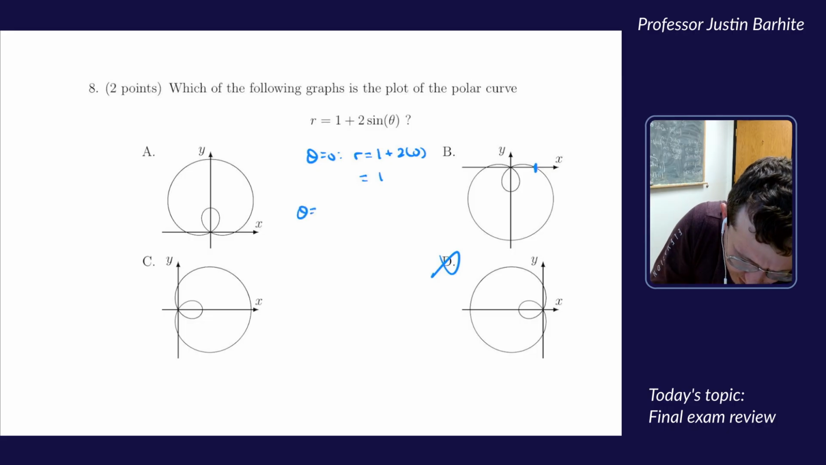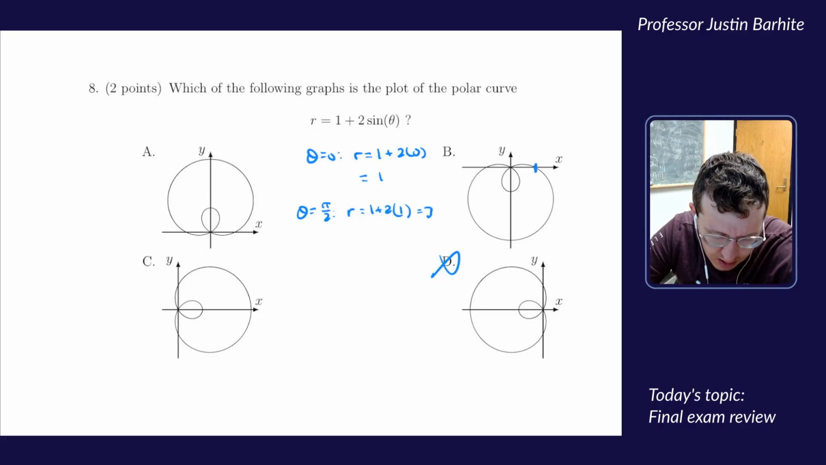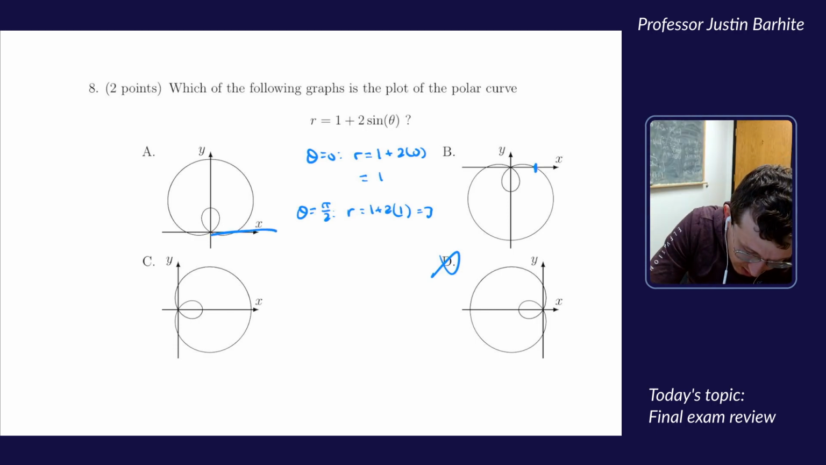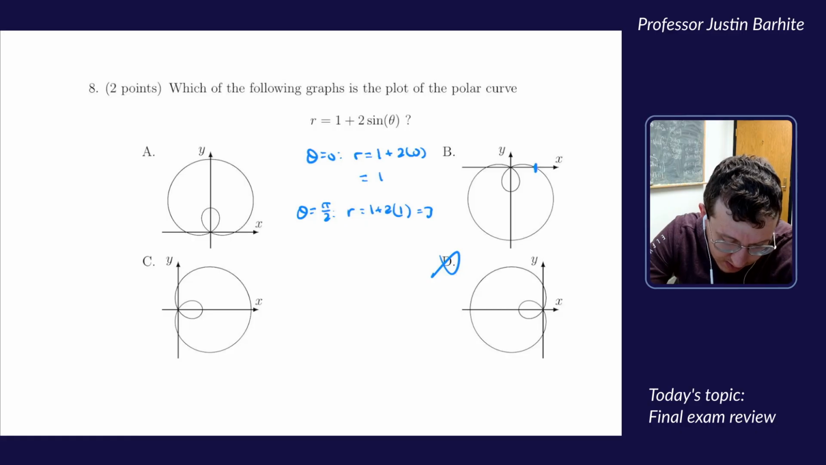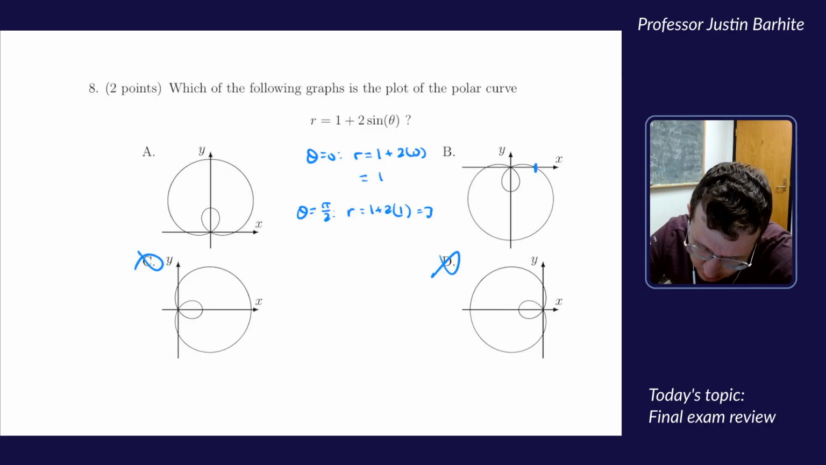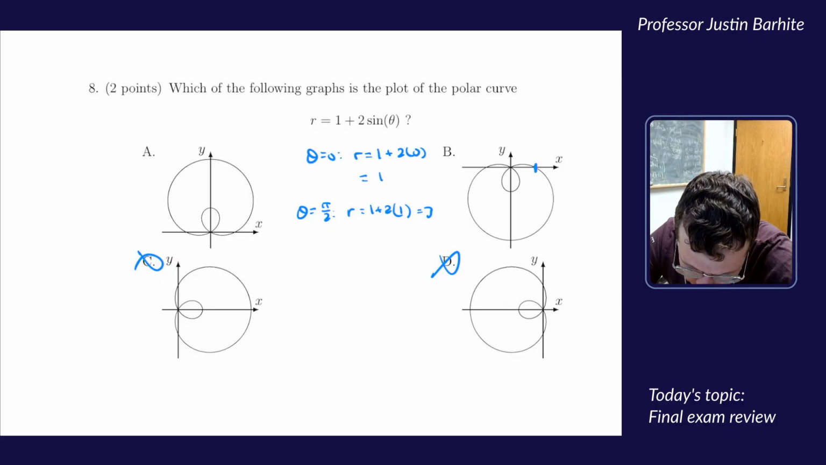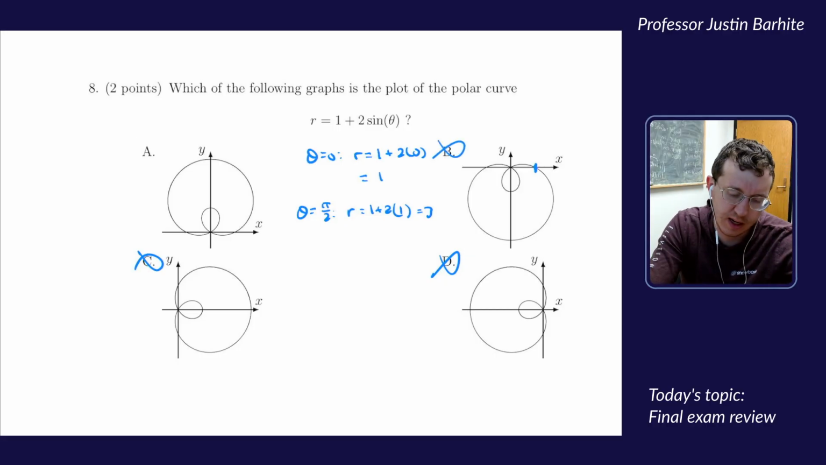So what about when theta is pi over 2? Sine of pi over 2 is 1, so r is going to be 3. So as we go from 0 to pi over 2, the radius increases from 1 to 3. That is definitely happening in A. It's not happening in option C. The radius is decreasing to 0. And in option B, it's also decreasing to 0. So it's got to be option A.